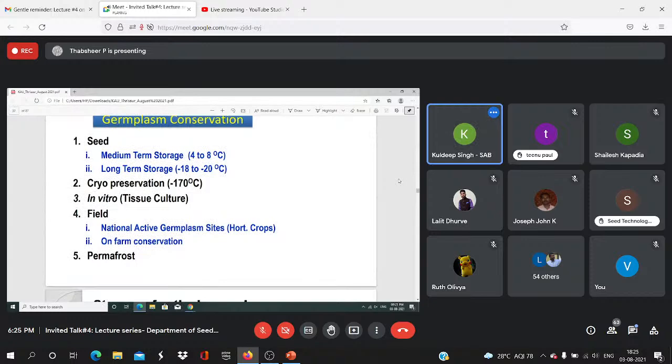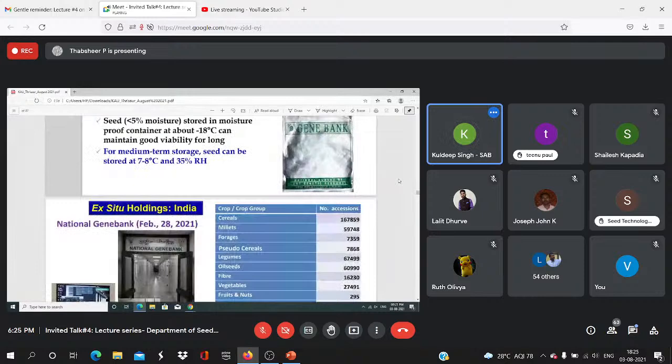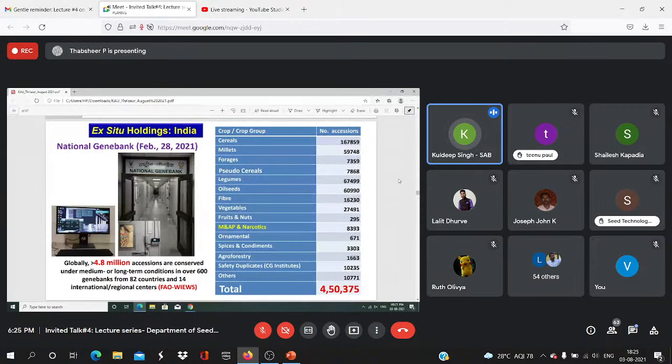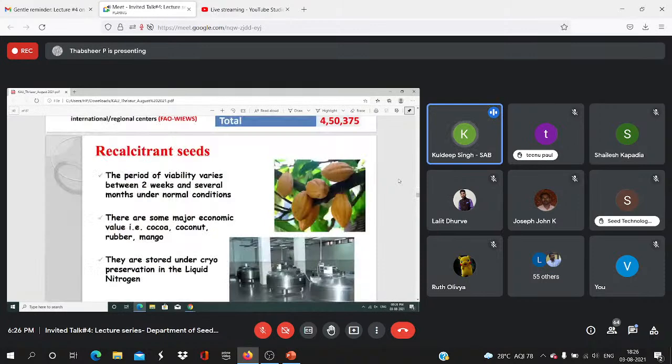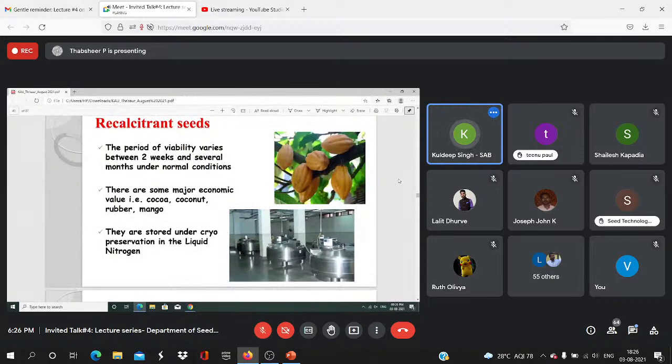Okay, I will just rush through the slides. Next slide, please. Yeah, this is the current status of the gene bank at NBPGR. This is the National Gene Bank. Right now we have more than 450,000, or 4.5 lakh, seed accessions conserved in the gene bank, of all different types. Next, please. Yeah, these are some of the seeds which cannot be conserved as seeds. Because they do not withstand desiccation, they have to be conserved in cryo. Next, please. Yeah, this is the vegetative.